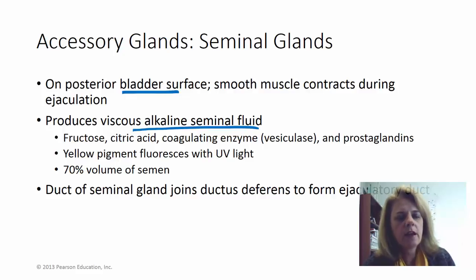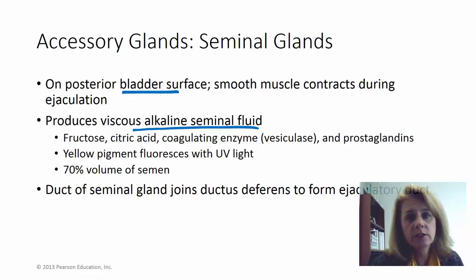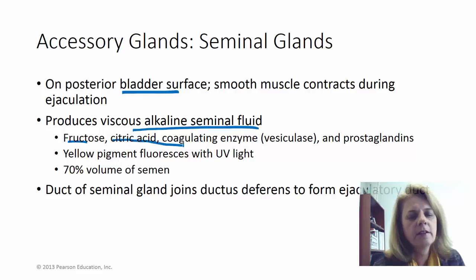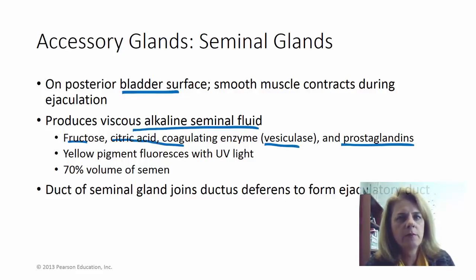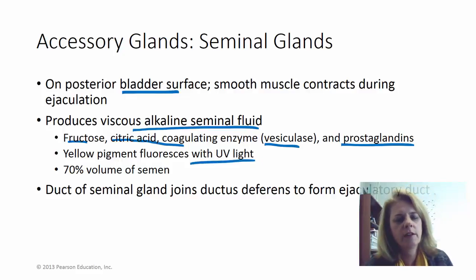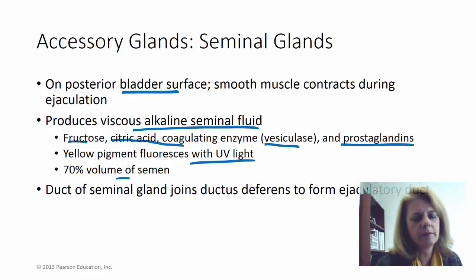Other things included in the fluid from the seminal vesicles are fructose, a sugar, so think ATP and energy, and citric acid. There is a coagulating enzyme called vesiculase, and there are prostaglandins, and we're going to talk about what these do. If you watch TV and there's been a crime scene, maybe a sex crime scene, and they come in with a UV light and things glow, they're looking for semen. This is what is picked up by the UV light, and it's most of the semen.